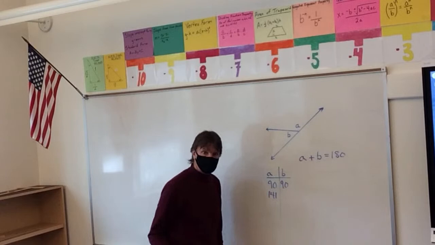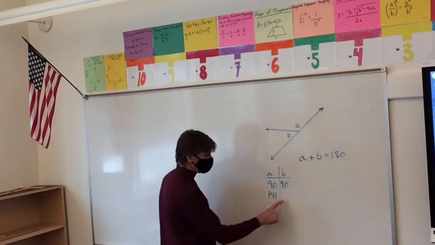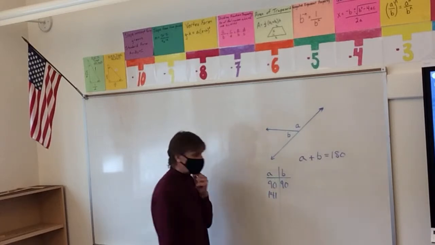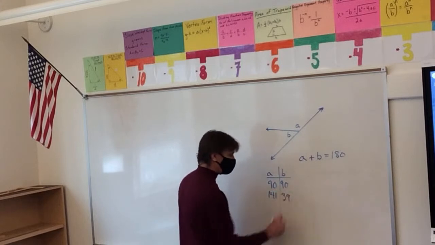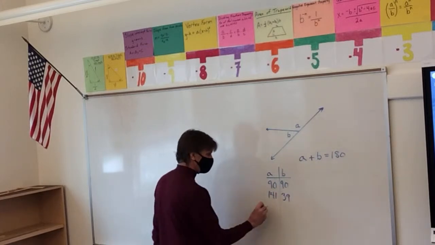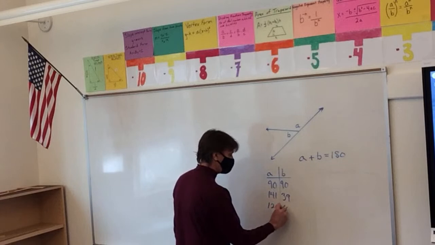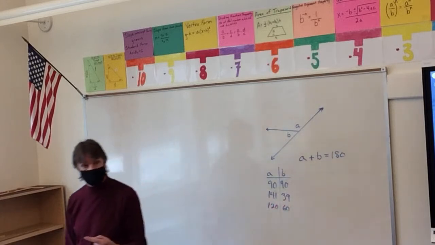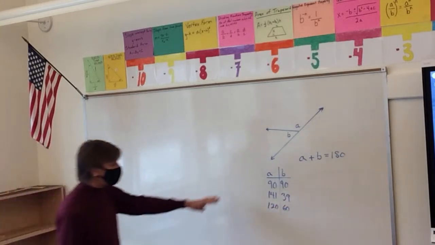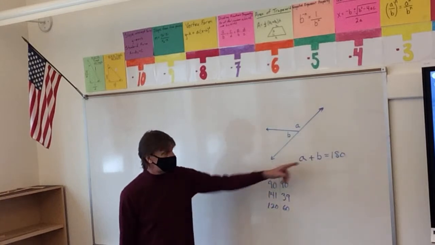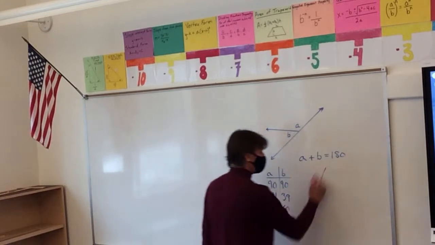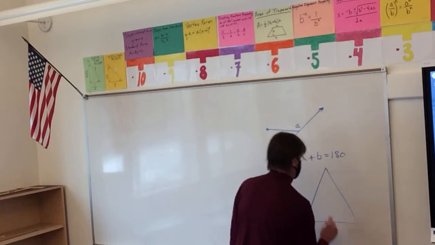141 and another number, 39. 120 and 60. So those are all possible combinations. These are sets of numbers that are solutions to this statement. Make a fact triangle.